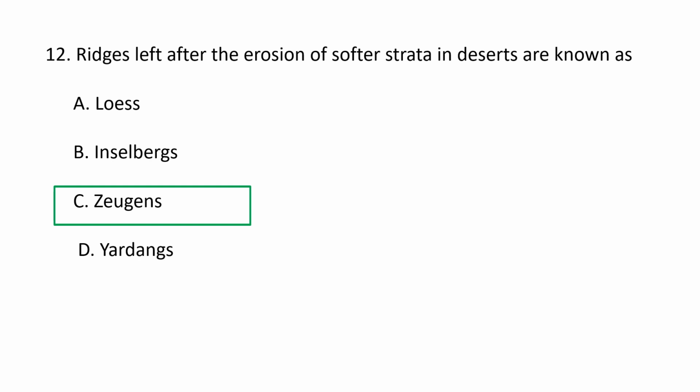A Zeugen is a table-shaped area of rock. These are formed in arid and semi-arid regions, when more resistant rock is reduced at a slower rate than the softer rocks around it under the effects of wind erosion. So C, Zeugen, is the correct answer.